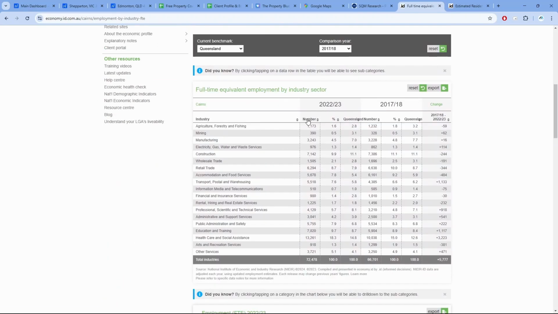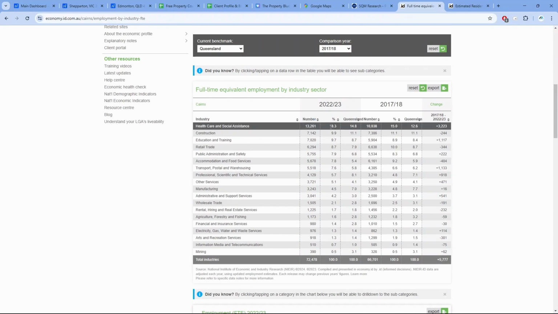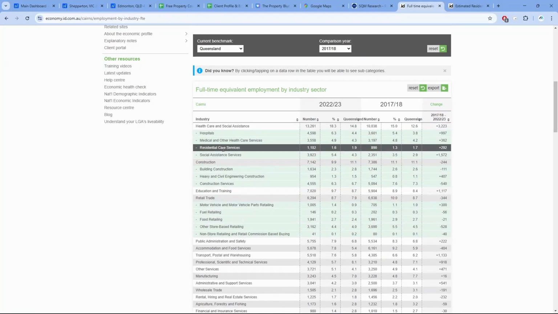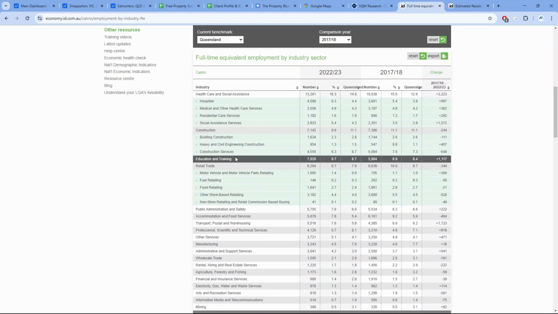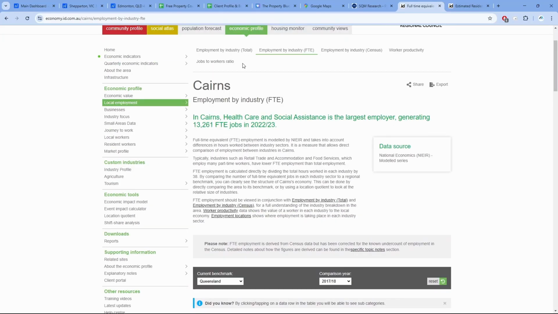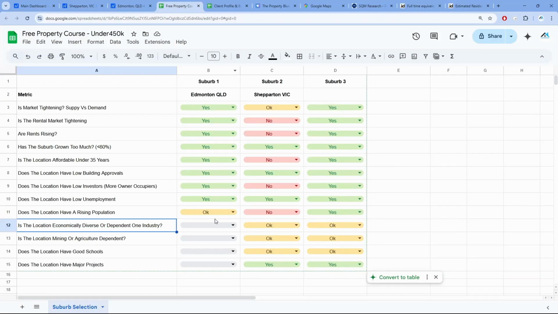And over here, we can see by number or by percentage a breakdown of the location and its economic diversity. We can see that it's fairly diverse with no industry taking up more than 25% of the employment in the area. So it's a very good metric, and we can also say that's a yes. Now you can see why Edmonton is one of my favorite locations to invest into.